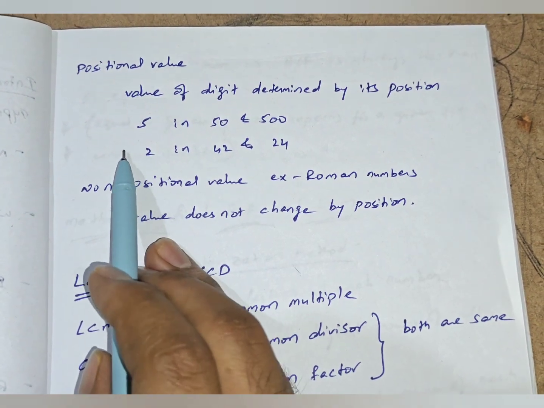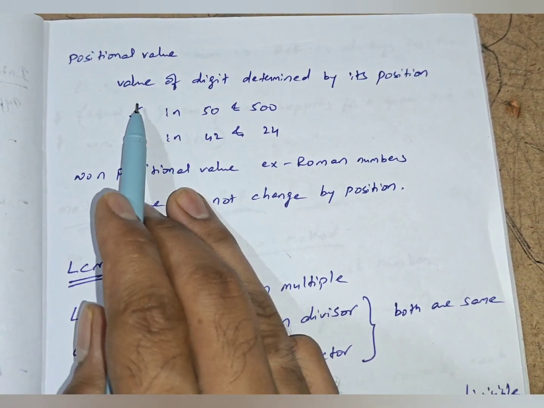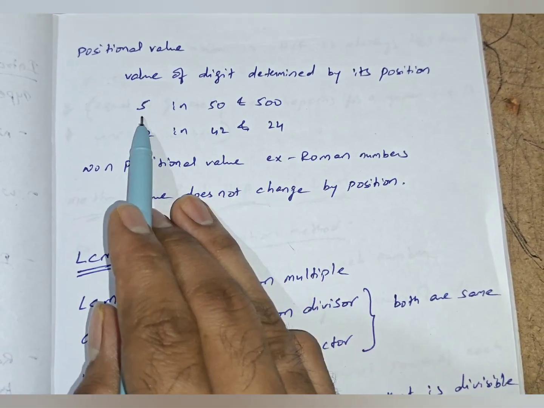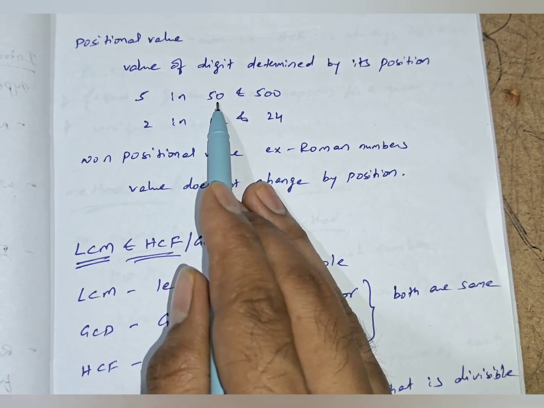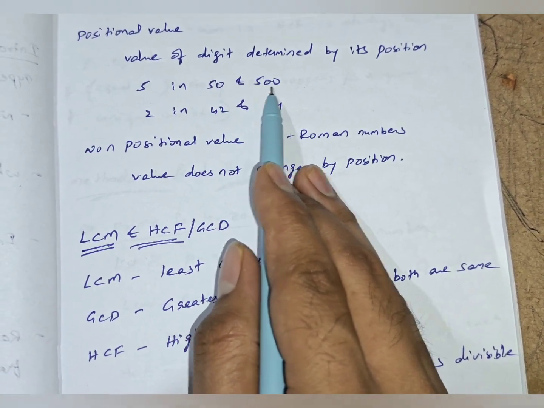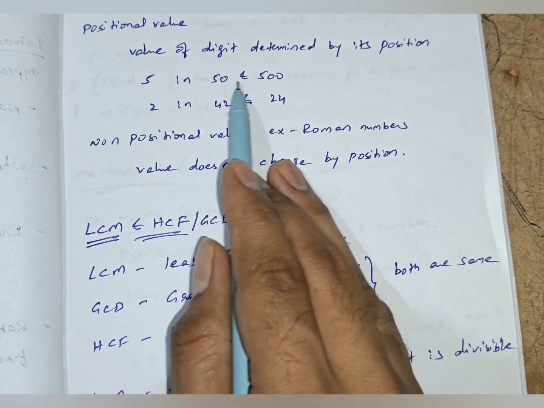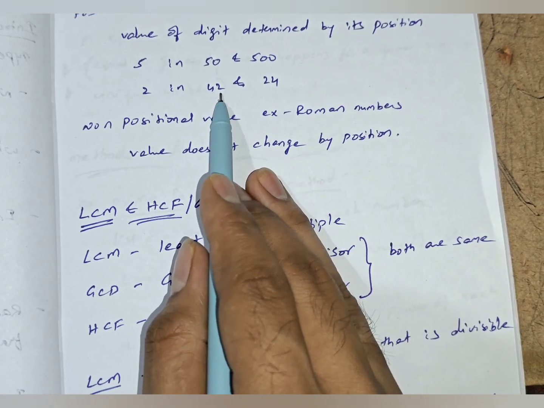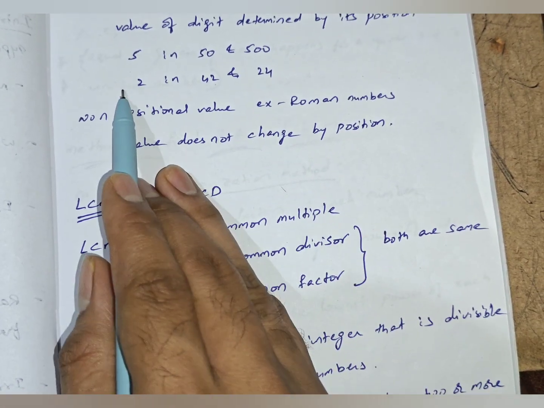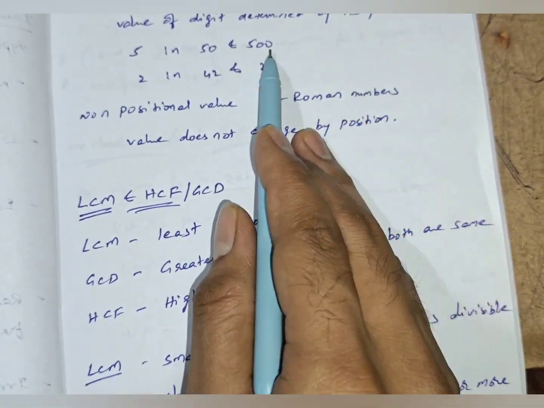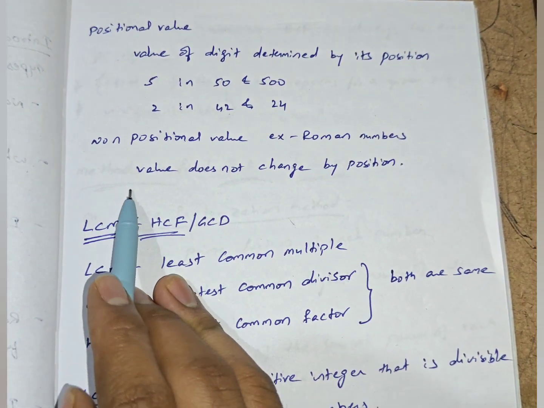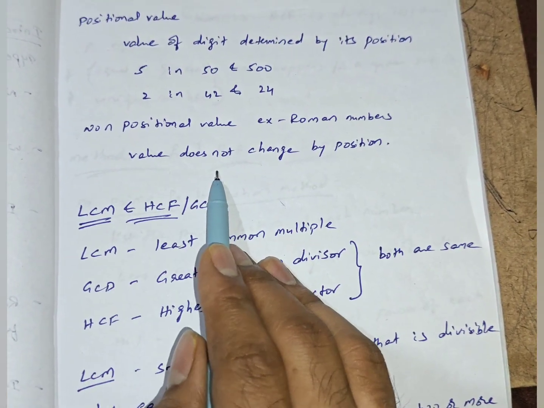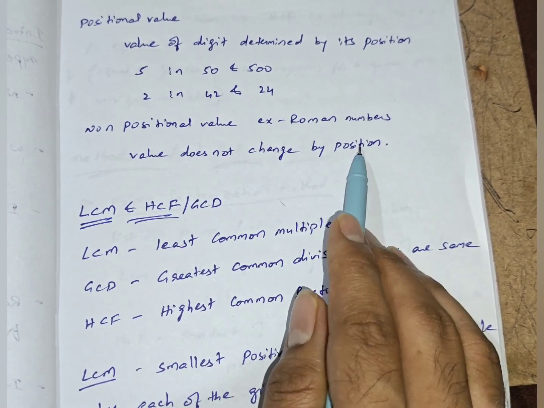In different number systems, the digit has its positional value. For example, the 5 in 5, 50 and 500 has a different value. Only 5, its value is 5, and 50 means its value increased 10 times, and 500 its value increased 100 times, depending upon its position. In the same case for 2 also, in 42 and 24, the value is 2 here and 20 here. So these kinds of positional values digits will have. And in some number systems, the positional values are immaterial. For example, in Roman numbers, the value of that particular Roman number does not change by the position of the number.